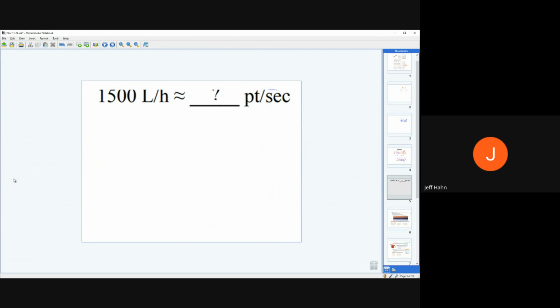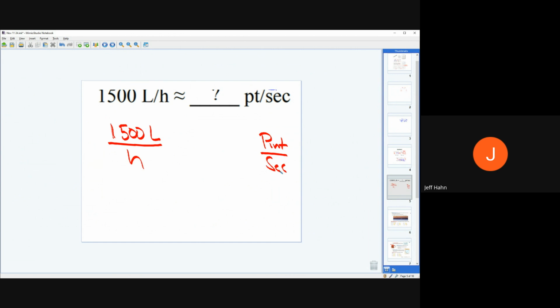So, here's what we do. I'm starting off with this. I have 1,500 liters per hour. That's my starting thing. In the end, I want to change that so that it is pints per second.